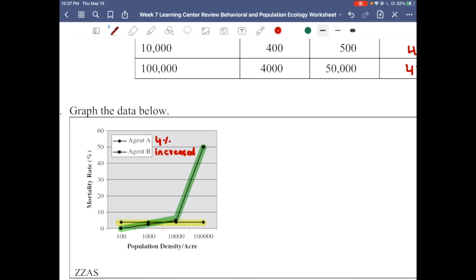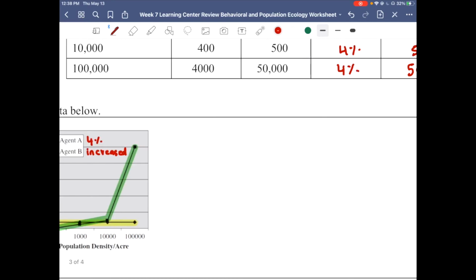Common says A, and that is right, because here we see no matter what happens to the population density, whether it's 100 or 100,000, it just stays at 4%, which means it doesn't really care about how big the population density is. So we say that it's acting in an independent manner, whereas B, we see that it depends on the density. So at 100 it's 0, but then at 100,000 it's at 50%. So it does care about how dense a population is and how it affects a population that's more dense.